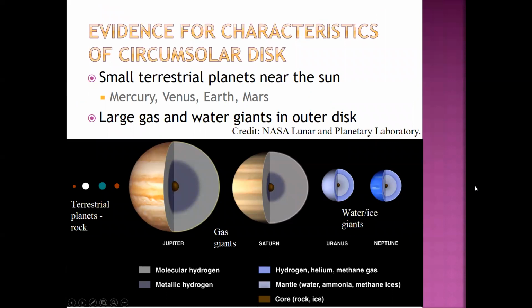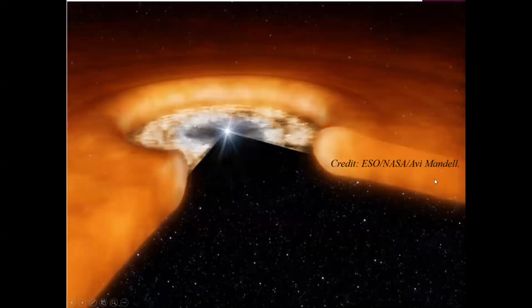We can find evidence for characteristics of the circumsolar disk in the planets. For example, there are small terrestrial planets near the sun, Mercury, Venus, Earth, and Mars. And then there are large gas and water giants in the outer disk. So planetary scientist Fred Adams conceived of this image of the early circumsolar disk, where it's thin near the sun, so this is where the terrestrial planets would have formed, and it's thick far away from the sun, which is where the gas giants formed.